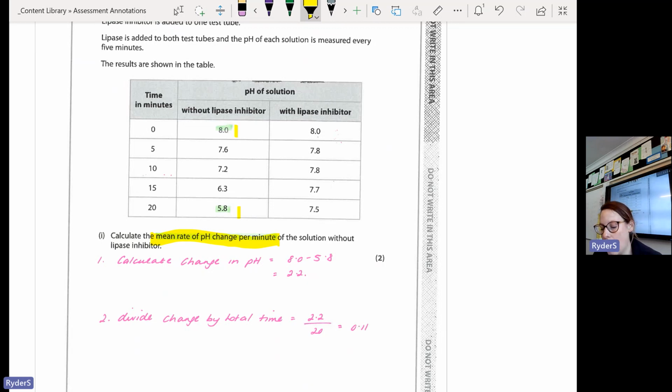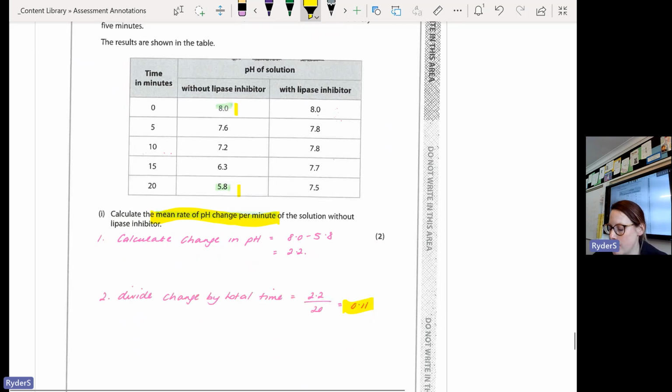All right, per minute, this is over 20 minutes. So for my next step of the calculation, I have to divide that by 20, and the answer is 0.11. I think most of you said that the answer was 4 point something because you just calculated the mean.